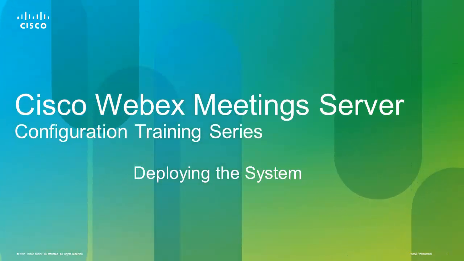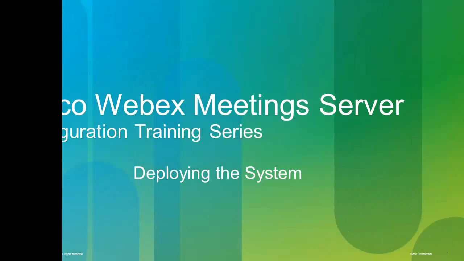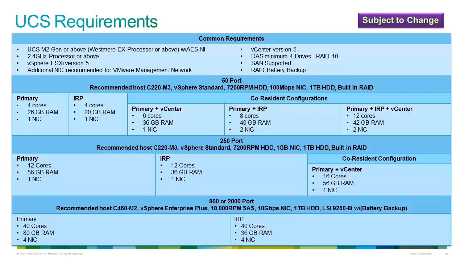In this video, I'll walk you through deploying your CWMS OVA onto VMware ESXi. Before we get started on the deployment, I wanted to share the current requirements for the different deployment types available for CWMS. This table explains some of the common requirements across all the deployments as well as specifics for each deployment size. For this video, we will be deploying a 50-port system with an IRP on a separate ESXi host. Please pause the video if you need any more time to look at the requirements.